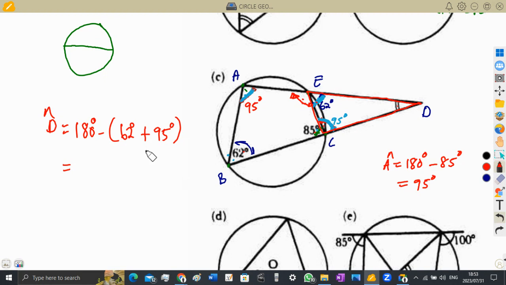So 180 minus these two, what are we going to obtain? 62 plus 95, that will be something like 23 degrees here. So this angle is going to be 23 degrees. All right.